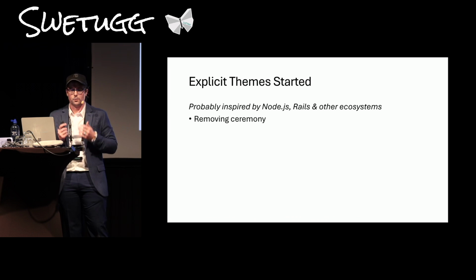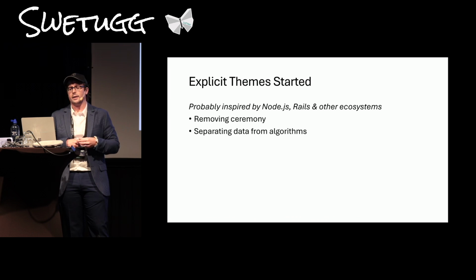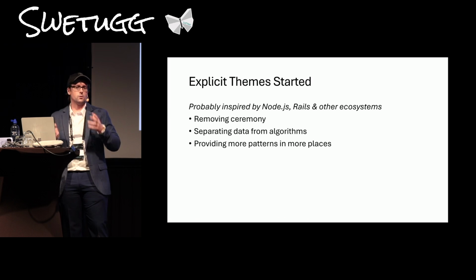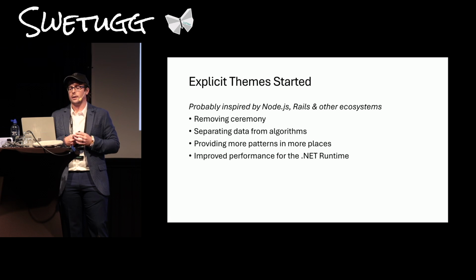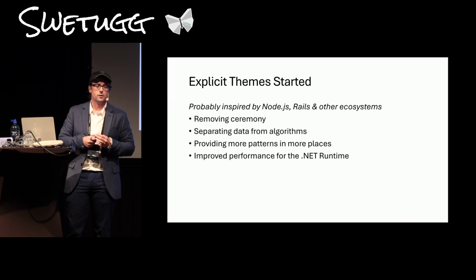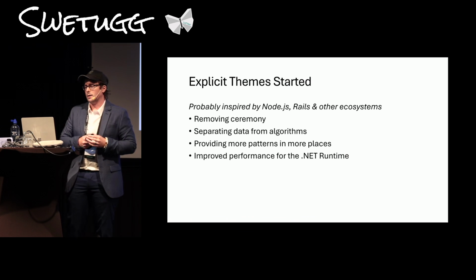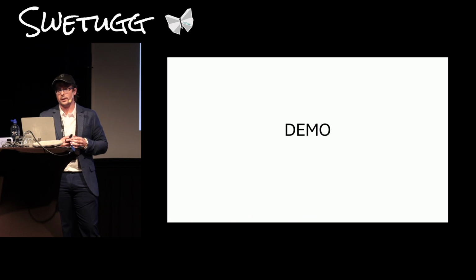So they wanted to remove ceremony, separate data from algorithms, and provide more patterns in more places, making the code even more condensed and terse. And there has been a lot of work on the performance of the .NET runtime since then. Every year there's a new blog post saying how much performance we saved within every area of .NET, and it's usually quite impressive. From version 6 it really started to be a lot of improvements with big numbers.